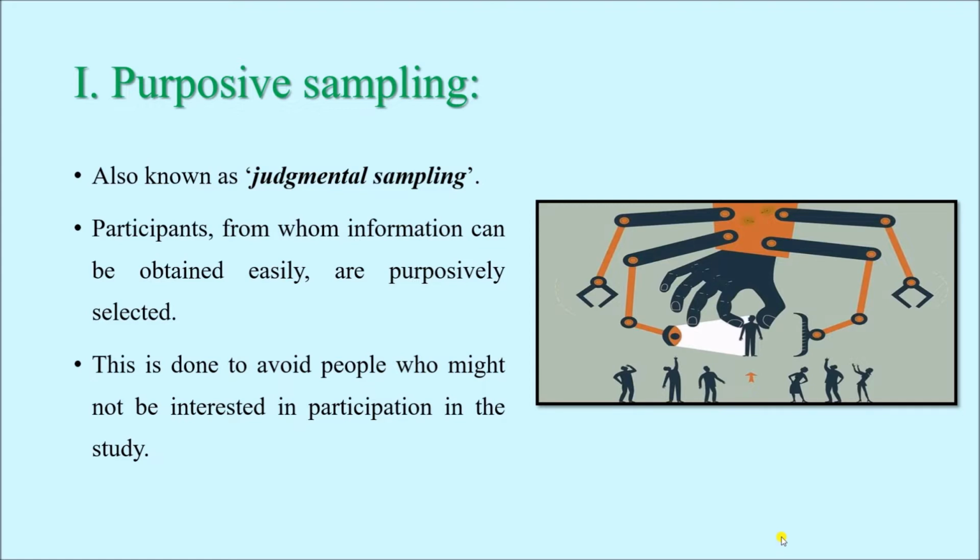If you see that some of the people are spontaneous, they are willing to give replies, and you think they will be the people who will be able to give answers in the context of your research, then those people are selected for your study, and this is known as purposive sampling.